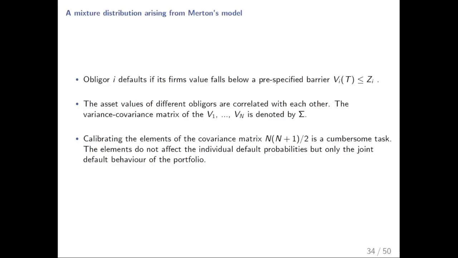We're going to assume that if the firm falls below some barrier in the future, which is going to be the face value of debt, then it defaults. And that's going to happen at some fixed point in time t. Otherwise, it remains solvent. We're going to think about n firms, and the assets of the firms are going to be correlated, with covariance matrix Σ.